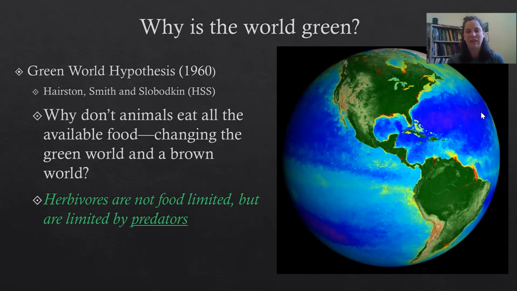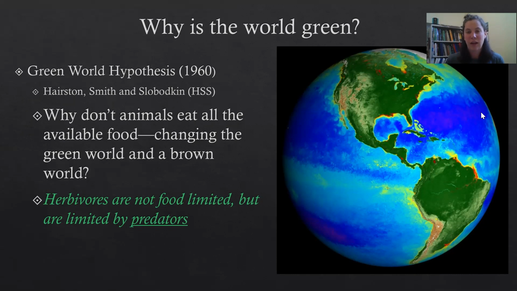And it resulted in what's known as the green world hypothesis in 1960. And the research question guiding this hypothesis was, why don't animals eat all the available food, right? So if there's so much available plant matter, why don't they eat it all and turn the world to brown? So why don't animals eat all the available food, changing the green world to a brown world?